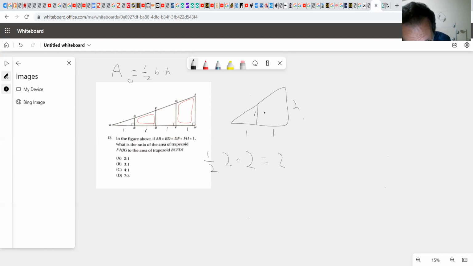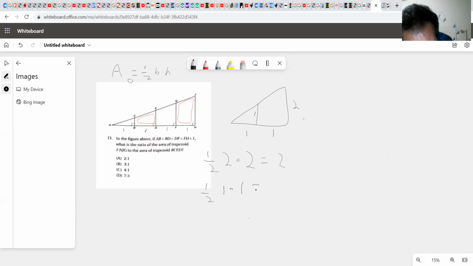Now let's find the area of this smaller triangle, right? So that would be 1/2 times 1 times 1. The base is 1, the height is 1, so 1 times 1.